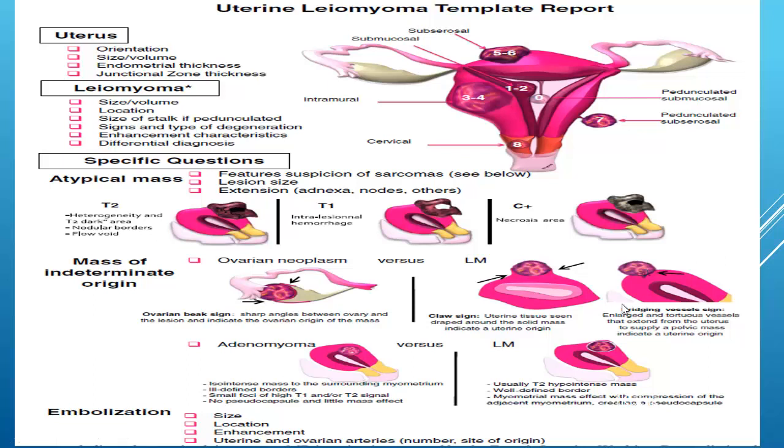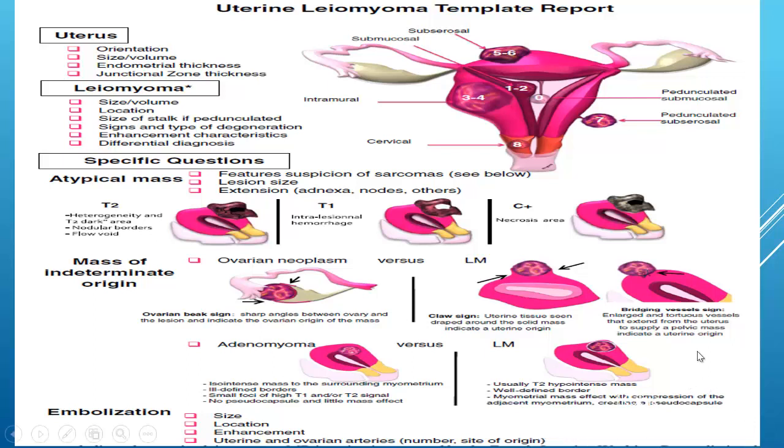And then we have the differential diagnosis of the fibroid, which is the adenomyoma. The adenomyoma is an iso-intense mass to the surrounding myometrium, but it has an ill-defined border, and we will state the appearance in the second part of the lecture. It has small foci of high T1 and T2 signal, no pseudocapsule, and little mass effect.